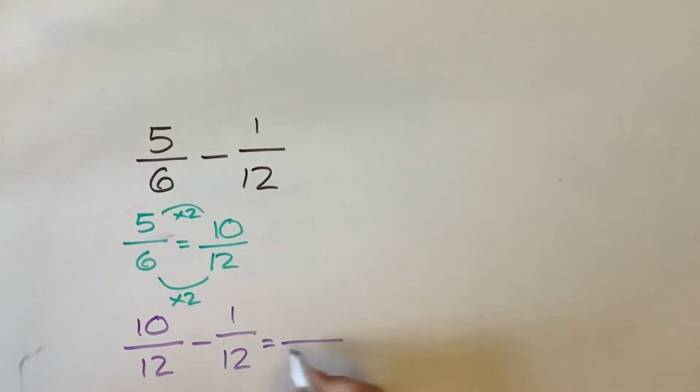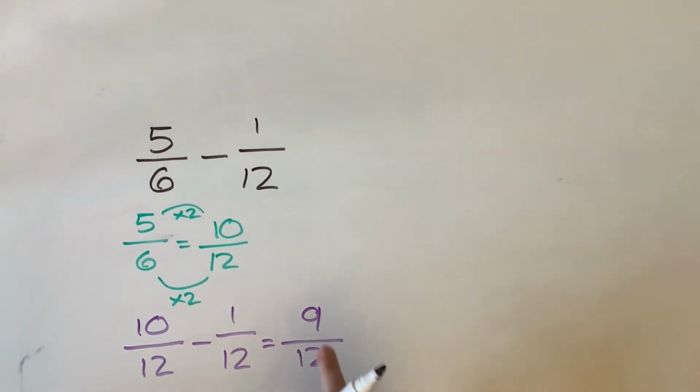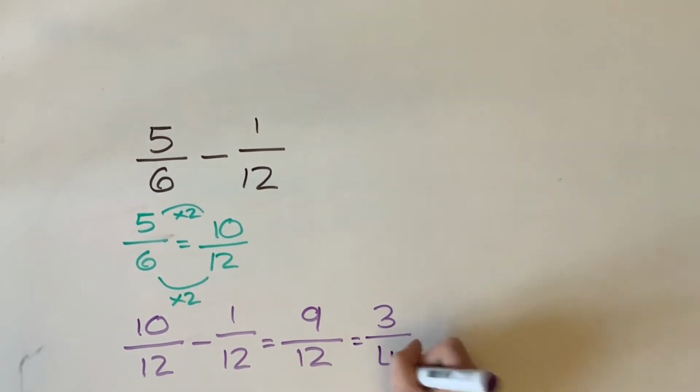Once again, denominators stay the same. 10 subtract 1 is 9. 9/12ths. Once again, I always look, can I simplify that fraction? Yes I can, because I can divide them both by 3. So in its simplest form, it would be 3/4.